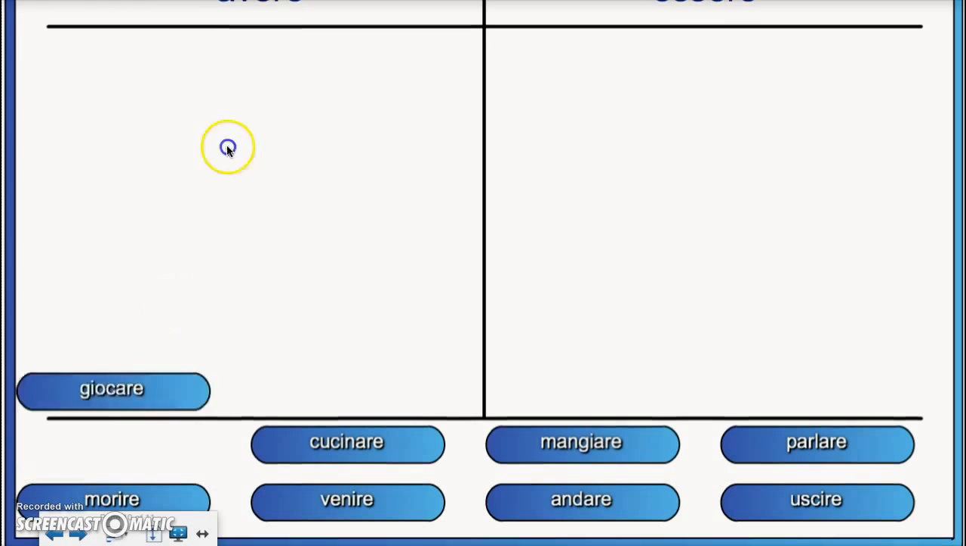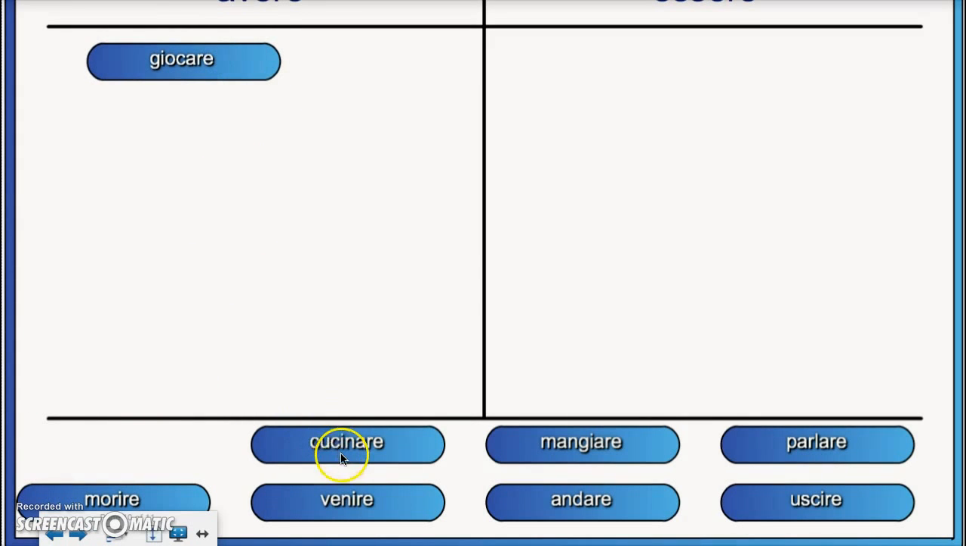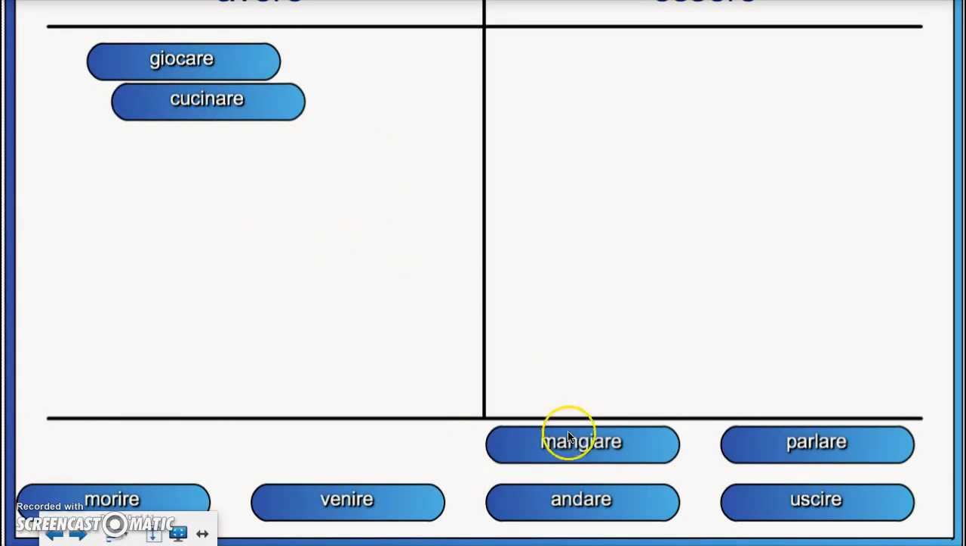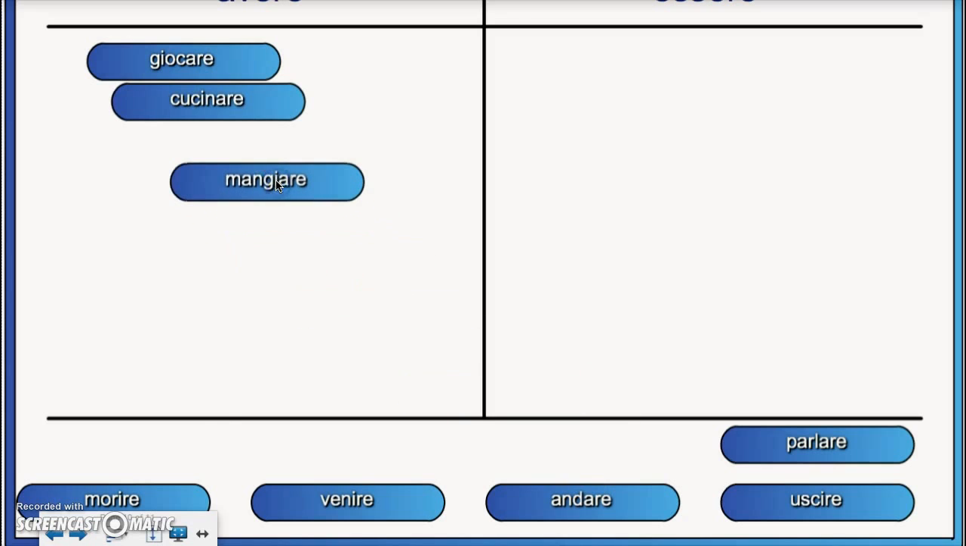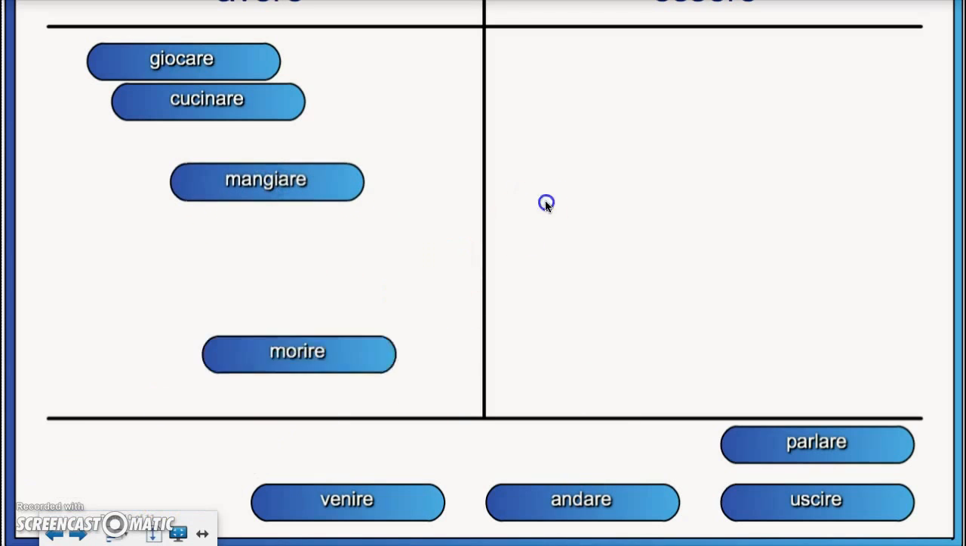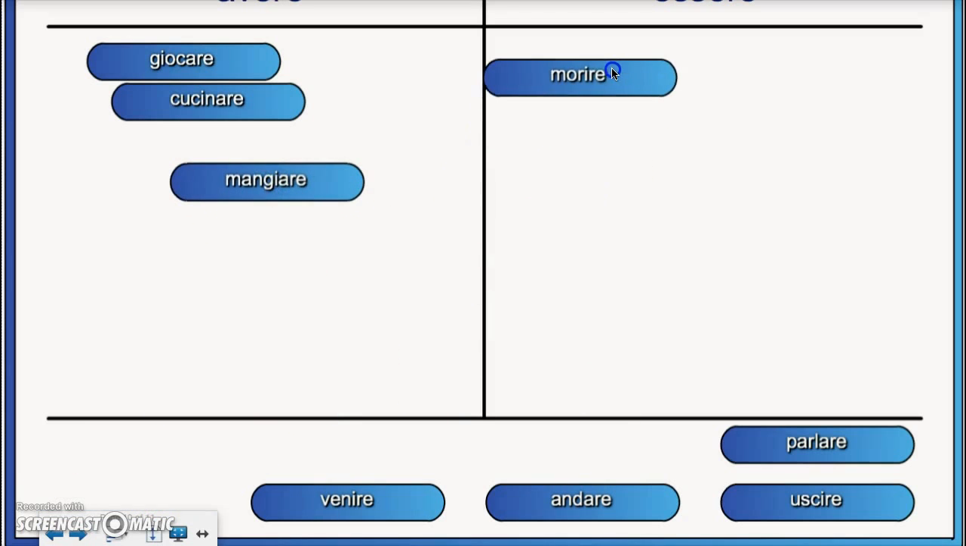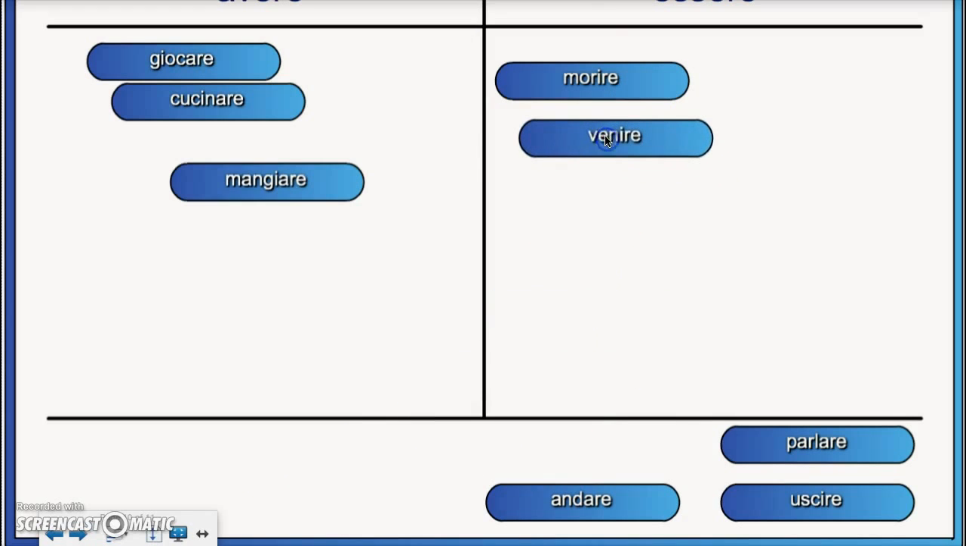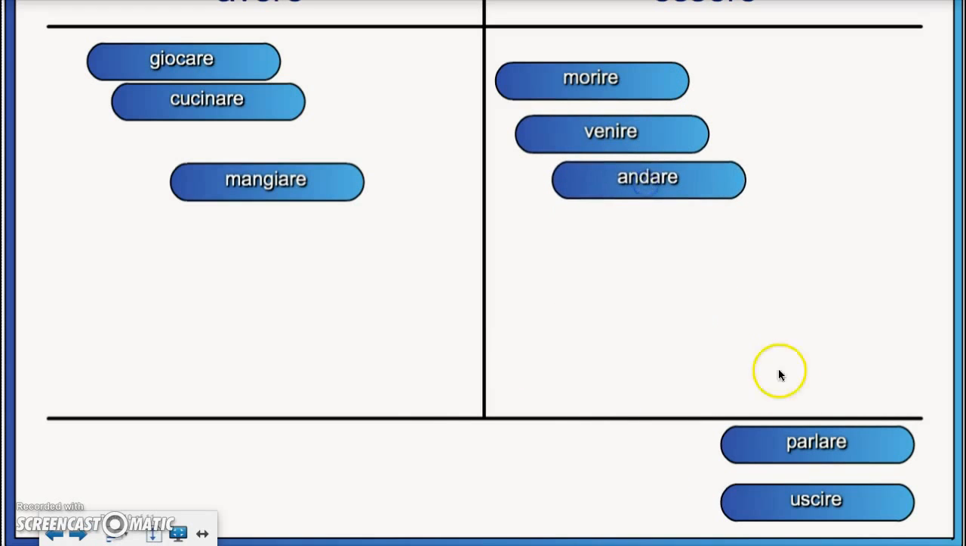So giocare is avere, and cucinare is always going to take avere. Mangiare, always going to take avere. Morire is always going to take essere. Morire means to die, and you cannot die something. It doesn't mean to die as in the art form, it means to die as in a death, and so there's never going to be a direct object there. Same thing with venire, which means to come. You're always going to use essere. Andare, to go, same thing.